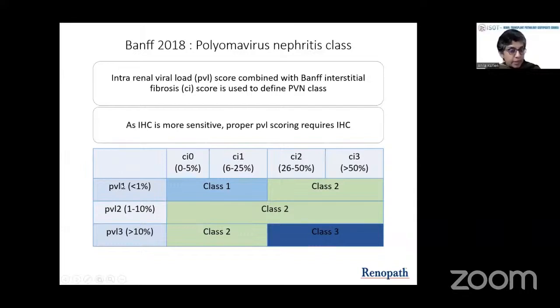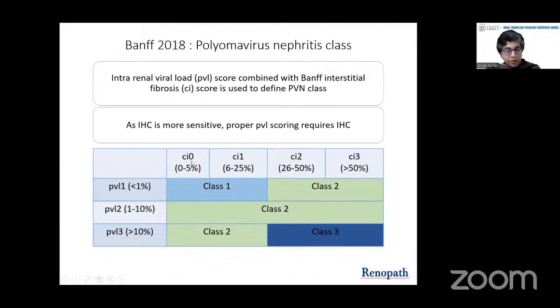So to get the viral load, you have to do an immunohistochemistry stain because that is much more sensitive. Though light microscopically, you may not see any nuclear changes, IHC can pick up those changes. So with the IHC, we score what percent. This percentage is the number of tubules which have a positive cell. So among all the tubules in the biopsy, what percentage of tubules have positive cells? Based on that, we grade into less than 1, 1 to 10, or more than 10.